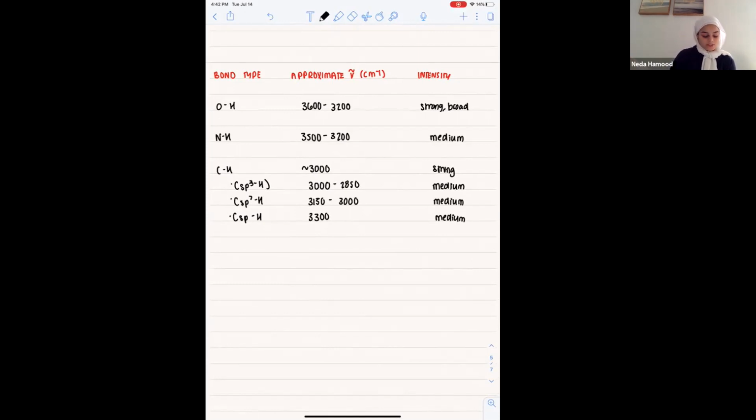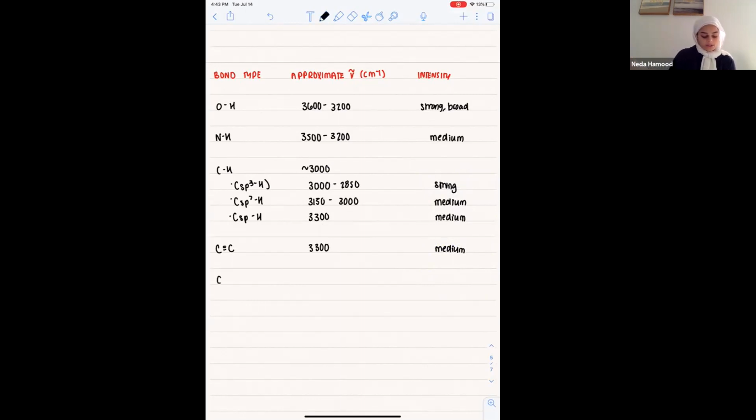So you might have C triple bond C, and this is going to be at 3,300. The first one is strong from my understanding. I can't even read my own handwriting. And this one is medium. That's what I'm going to say. It's what I'm getting from my notes.